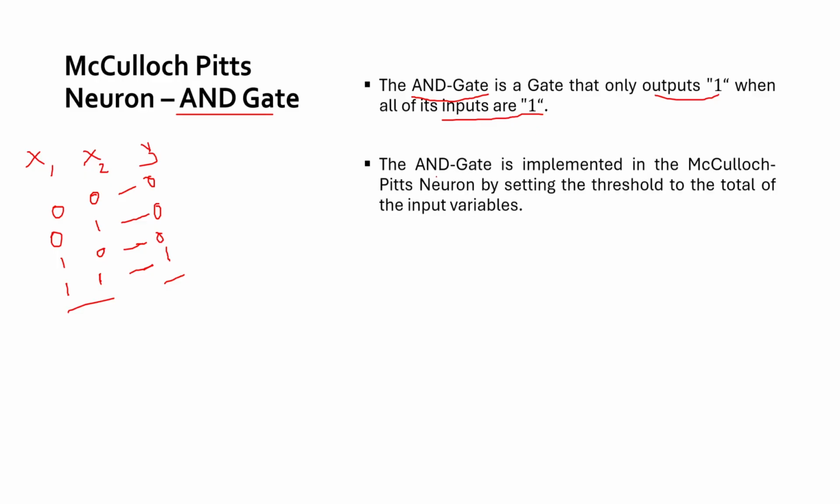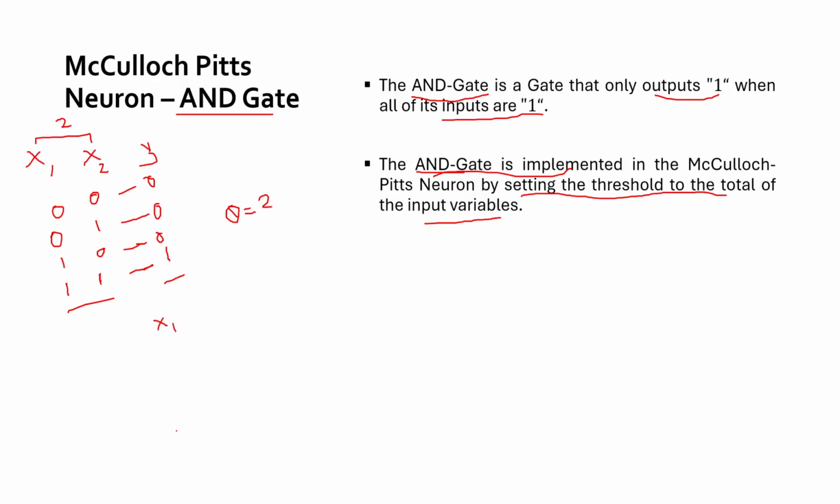The AND gate is implemented in the McCulloch-Pitts neuron by setting the threshold to the total of input variables. So in this case, you have two input variables. According to the McCulloch-Pitts neuron, you can implement the AND gate by setting your threshold theta as the number of input variables, which is 2 in this case. Let's see how we will implement this.